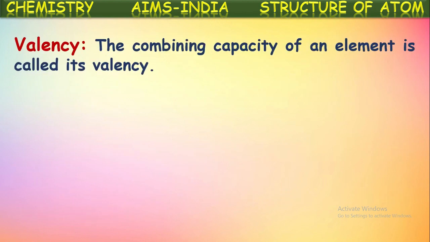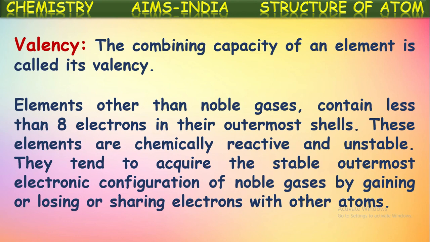Now the valency. It is defined as the combining capacity of an element. The combining capacity of an element is called its valency. Let us understand this with the explanation. Elements other than noble gases contain less than 8 electrons in the outermost shell. Just now I told that atoms with 8 electrons in the outermost shell are more stable and they are called noble gases. Other than these, all remaining elements have less than 8 electrons in their outermost shell.